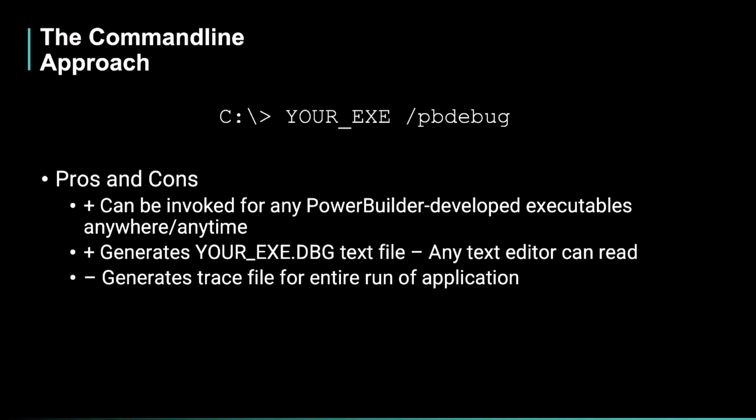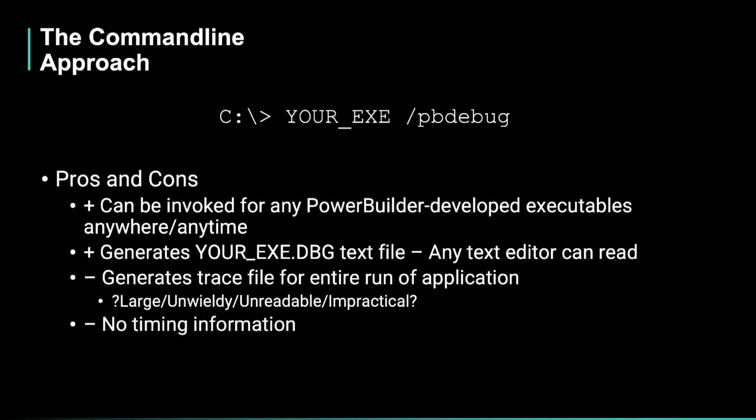One of the cons is that the trace file has to be for the entire run of your application, and of course that means that it's potentially large, unwieldy, unreadable, and is that impractical? For all but the smallest of applications, I would venture that yes, this might be viewed as a showstopper. And plus, there's no timing information. When was the absolute start time? What was the relative time of execution for each method, for each call to a system function?